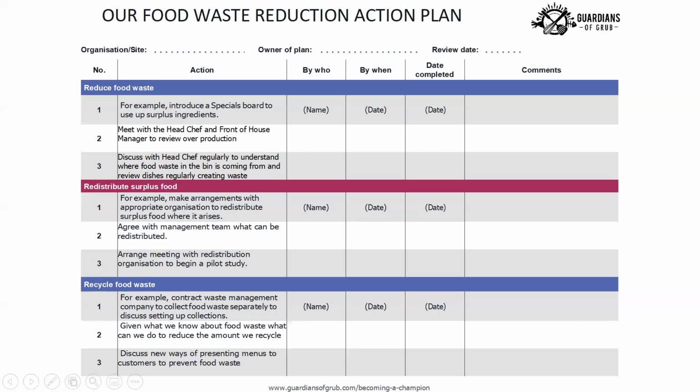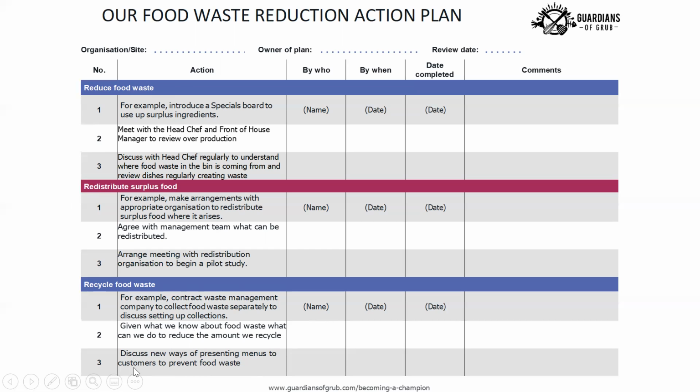And finally, in terms of recycling, here it was pre-populated with contract waste management company, but given what we know about food waste, what can we do to reduce the amount we recycle, and discuss ways in which we present menus to customers to prevent food waste in the first place. And this nicely closes the loop in terms of getting into the prevention mindset.